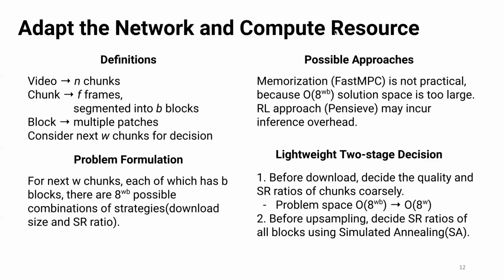And they could use other approaches such as PANSI, but they just briefly mentioned that it may incur some inference overhead, and they also cite some recent NSDI work that RL might not be better than just using a simple buffer or something. And yeah, they propose a lightweight two-stage decision. The basic idea is to divide the whole network and compute resource trade-off situation into two stages, and they first do it in the coarse-grained way, and then they do it again in the fine-grained way.